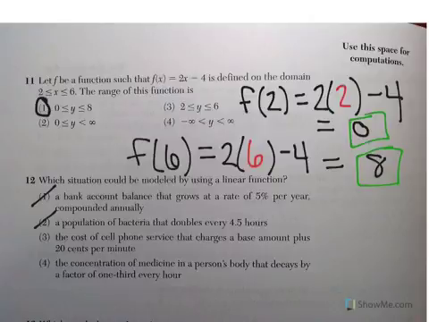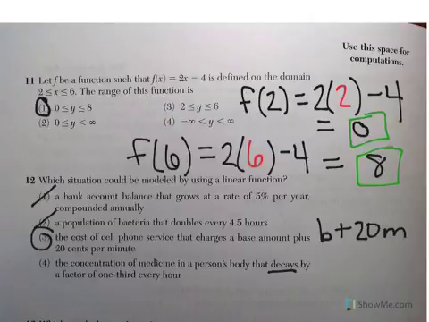The cost of a cell phone service that charges a base amount plus 20 cents per minute. Well, that would be linear because you'd have a base amount, let's call it B, plus 20 cents per minute M. Okay, so that would be your choice, because choice 4 says the concentration of medicine in a person's body that decays, well, that would be an exponential decay by a factor of 1/3 every hour. So again, choice 4 won't work.